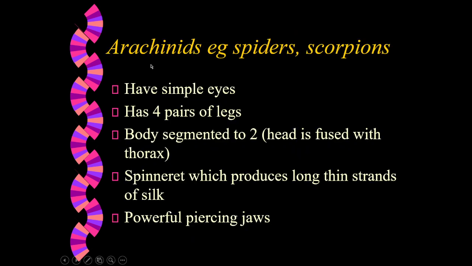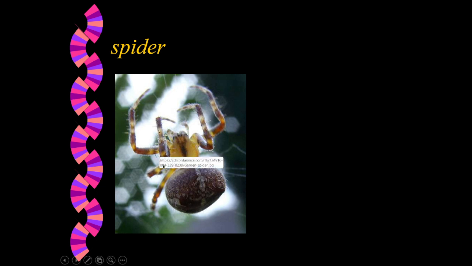Then arachnids, examples include spiders and scorpions. They have simple eyes, four pairs of legs, and a body segmented into two parts, head and thorax. You don't need to know this. They have powerful piercing jaws. So spiders, for example, are examples of arachnids.